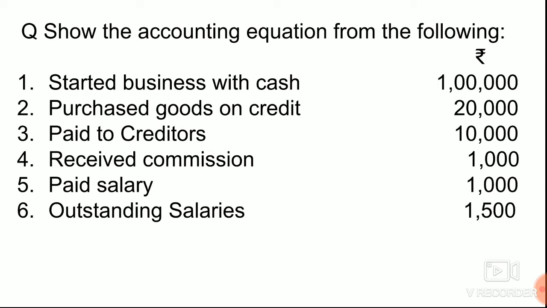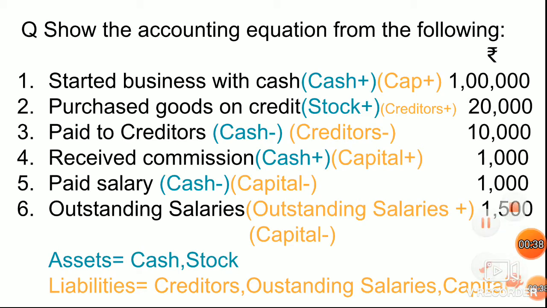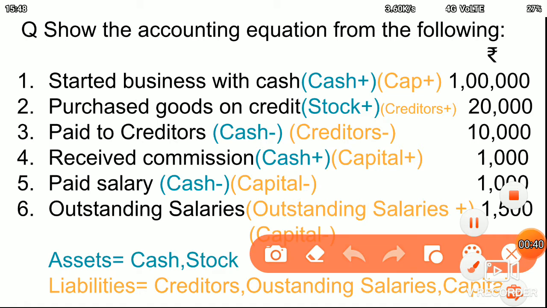And I will write the names of the accounts next to the transaction so that after knowing all the accounts which will get affected, we can exactly know how many assets accounts we have to open or liabilities accounts we need to open. I've done it already, so this is how it will appear. Number one, started business with cash. The two accounts that will get affected will be the cash account and capital account.